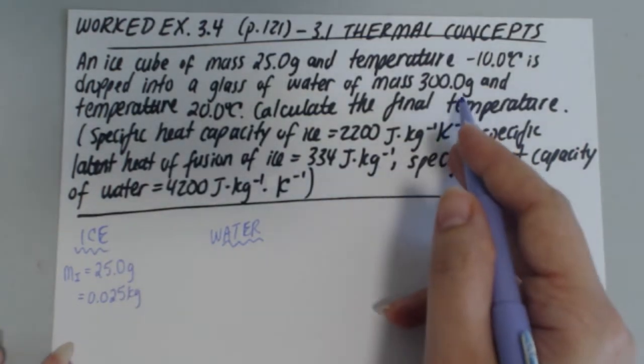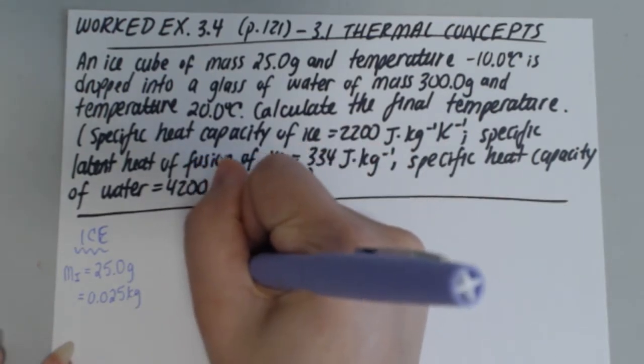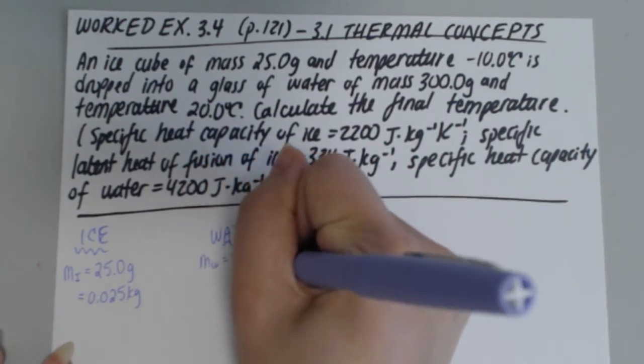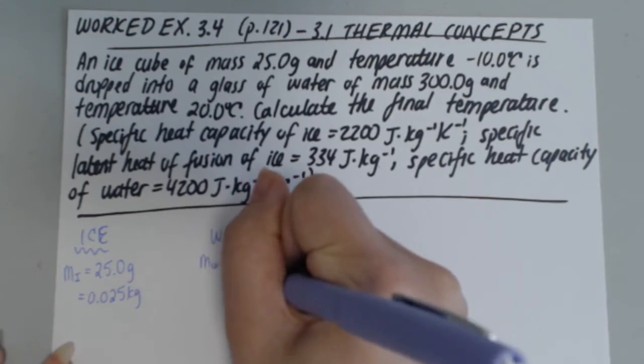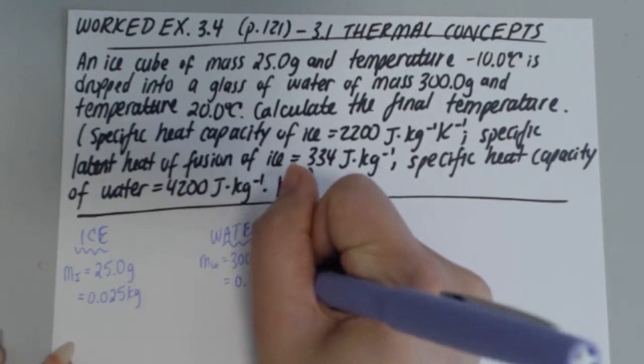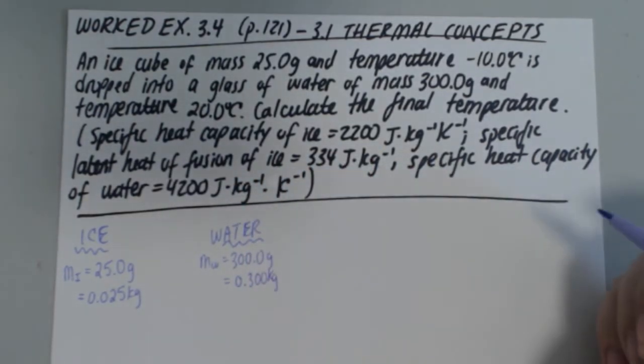Okay, I'm told the mass of the water is 300 grams, so M sub W is 300 grams. And converting that to kilograms, that's 0.300 kilograms. We don't really need to worry about sig figs.